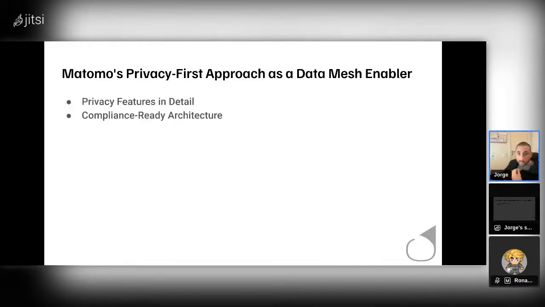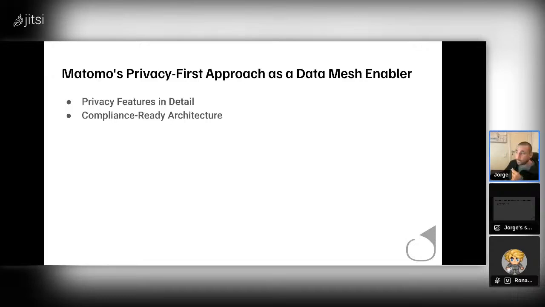Matomo also includes customizable consent tracking tools, so teams can gather and record user consent based on each domain's needs and regional laws. This feature supports compliance by allowing data collection only when proper consent is obtained. Together, these tools empower each team or domain to manage data ethically and responsibly, making privacy a central part of the analytics process.